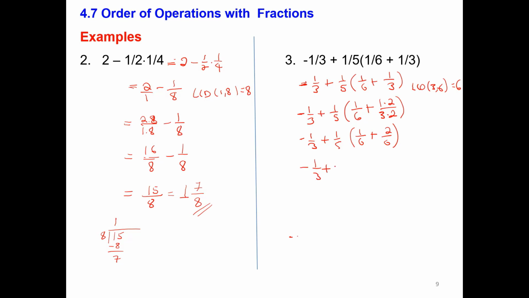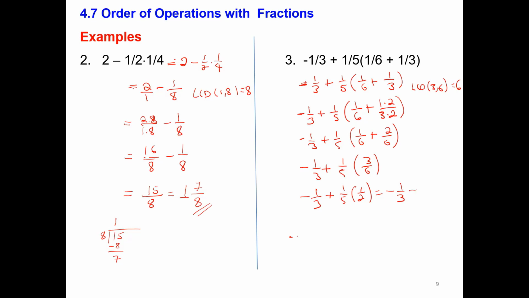negative 2 over 6 plus 1 over 6 will be 3 over 6. And if we reduce this fraction, we will have 1 over 2. If we divide 3 by 3 is 1, and 6 divided by 3 is 2. Then we can write this one like negative 1 over 3.